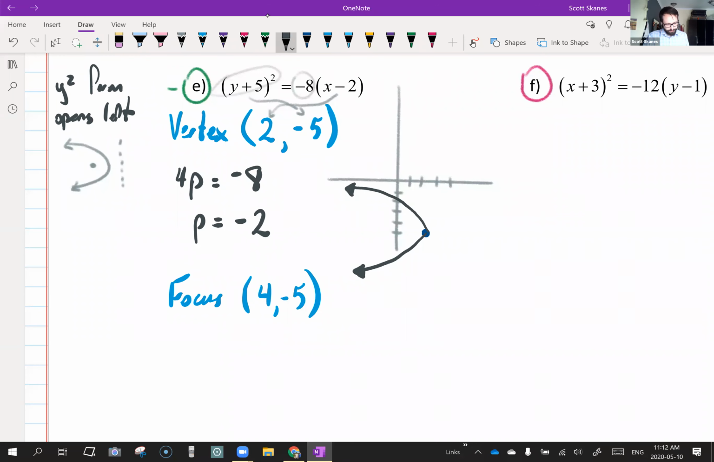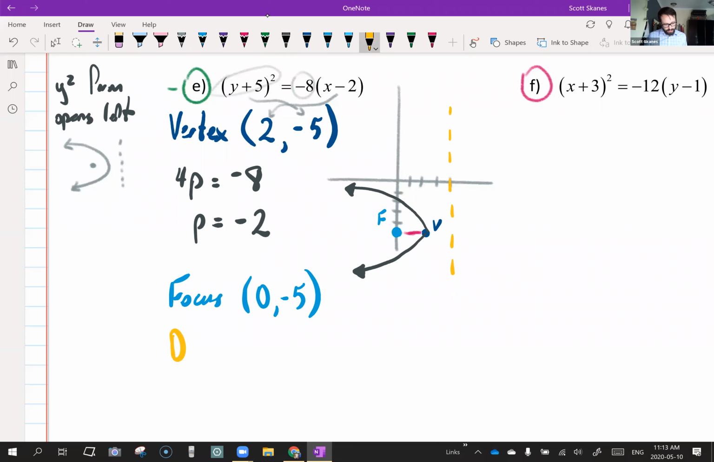Okay, so that's my parabola. The vertex is still 2 and -5. Let me just make that the right color here. Focus will be 2 over. So yeah, it's not going to be 4. It's actually going to be 0. I go over by 2 to get my focus. So that would be 0, -5. My focus. And this is my vertex. And finally, the directrix is on the other side of that. So it goes over by 2 and it looks like this.